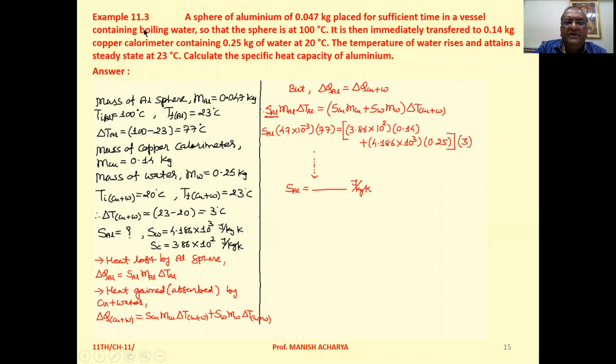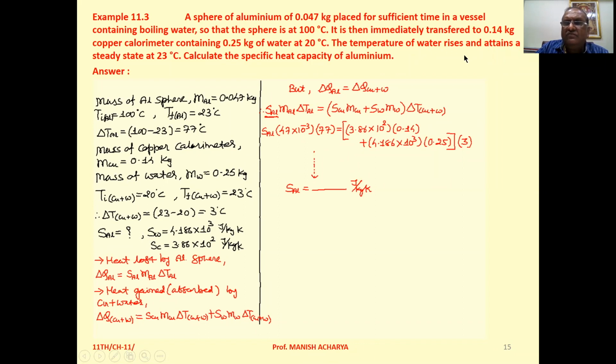Example 11.3. A sphere of aluminium of 0.047 kilogram is placed for sufficient time in a vessel containing boiling water so that the sphere is at 100 degrees Celsius. It is then immediately transferred to a 0.14 kilogram copper calorimeter containing 0.25 kilogram of water, which is at 20 degrees Celsius.